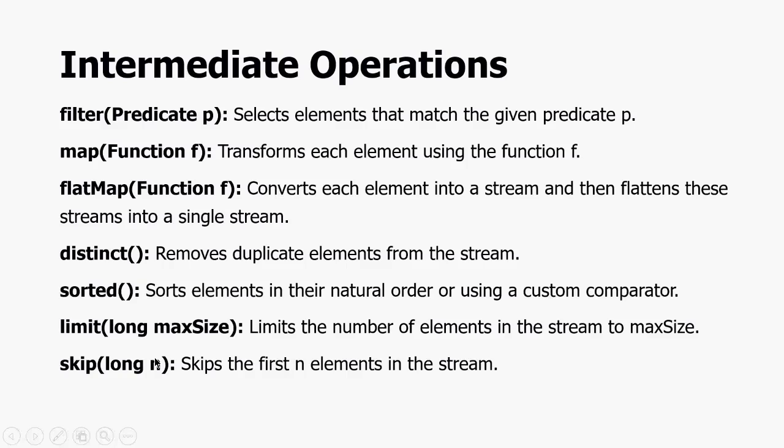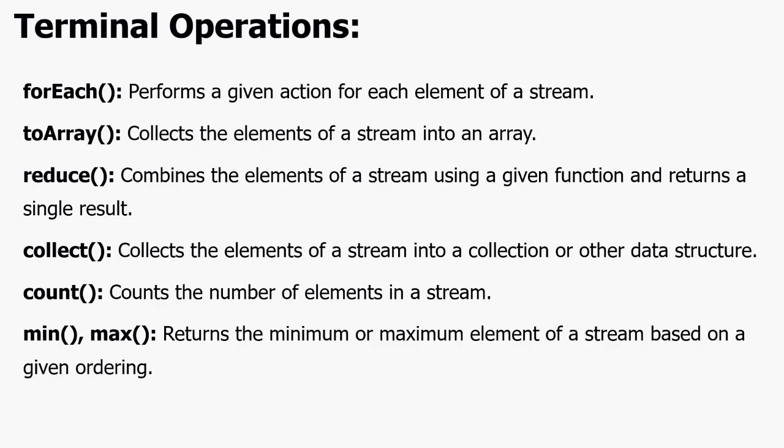You also have the skip operation as an intermediate operation, where skip with an integer will try to skip that number of elements. Say skip 2, it will skip the first 2 elements. And here are some of the terminal operations: forEach, toArray, reduce, collect, count, min, max, and so on, which are the final computation that is to be done with the elements that are passed through the stream.